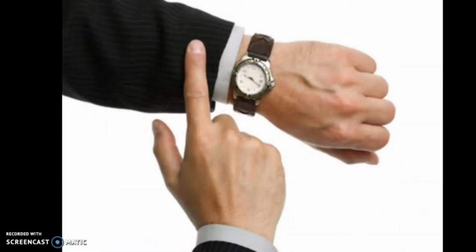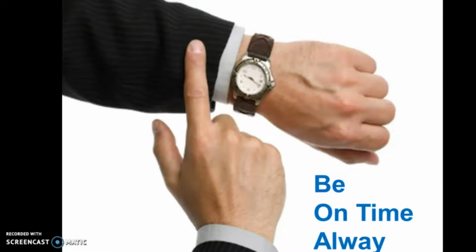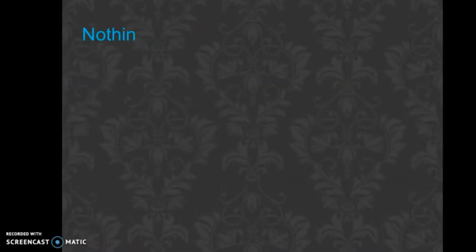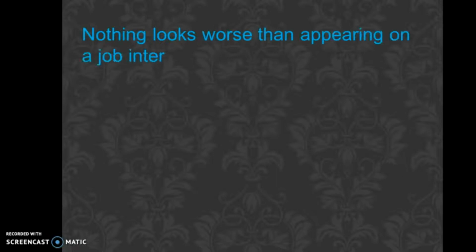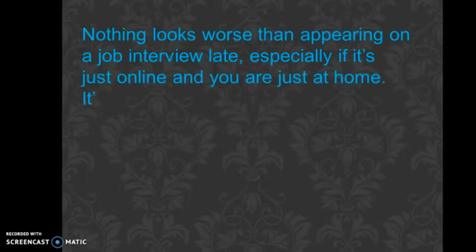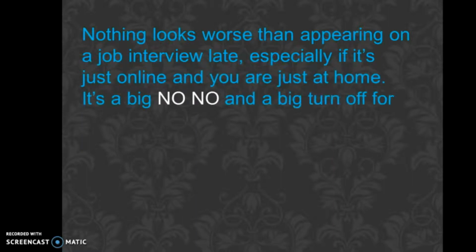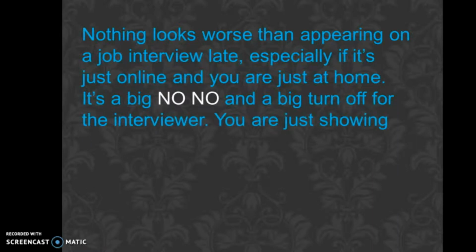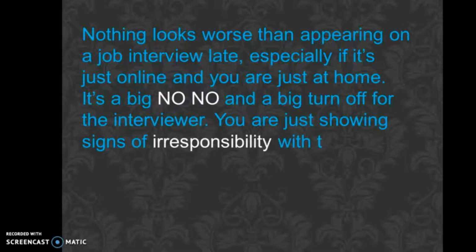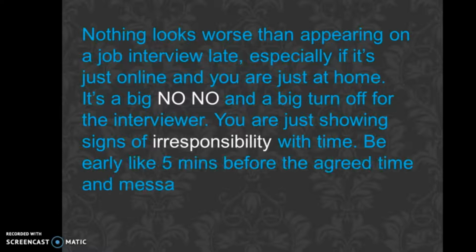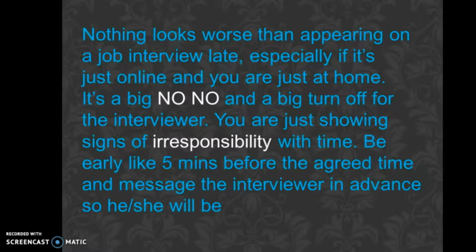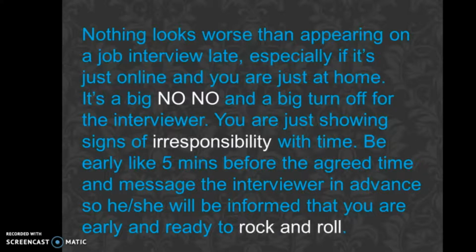Seven. Be on time always. Nothing looks worse than appearing on a job interview late, especially if it's just online and you're just at home. It's a big no-no and a big turn-off for the interviewer. You're just showing signs of irresponsibility with time. Be early, like maybe 5 minutes before the agreed time, and message the interviewer in advance so he or she will be informed that you are early and ready to rock and roll.